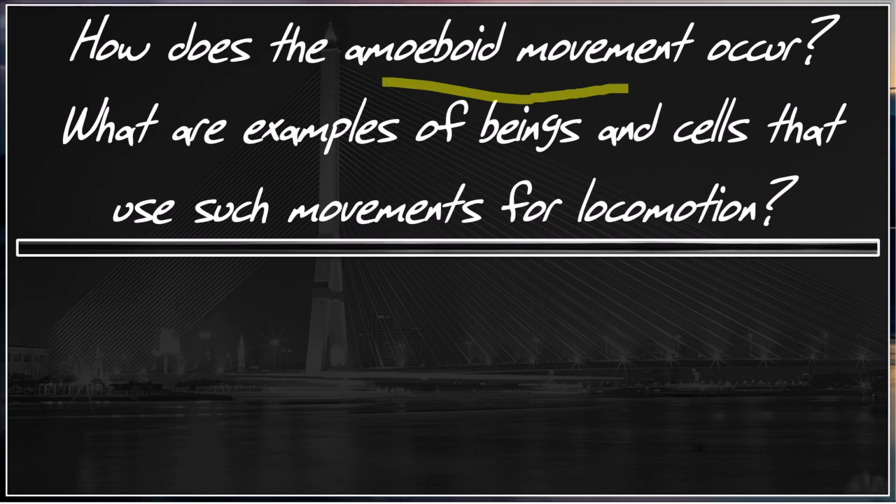How does the amoeboid movement occur? What are examples of beings and cells that use such movement for locomotion?